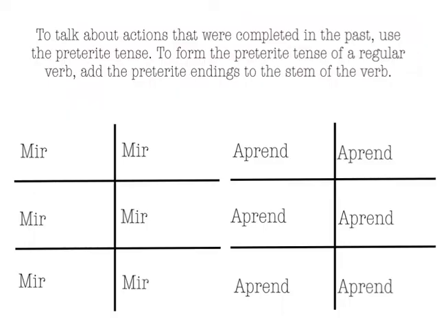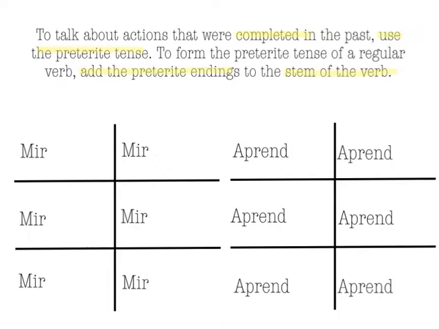To talk about actions that were completed in the past, we'll use the preterite tense. To form the preterite tense of a regular verb, we add the preterite endings to the stem of the verb. So just like you've done in the past, we're going to find out what the stem is, and we do that by cutting off the AR, the ER, or the IR. So in this situation, we're going to use the word mirar. Oh, sorry, that's a big fat pen.